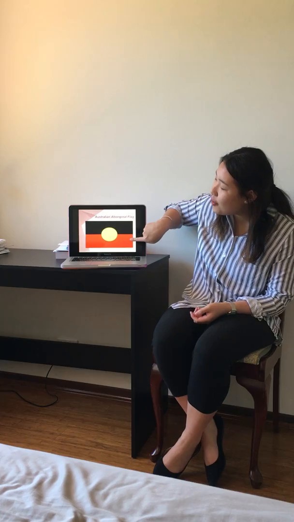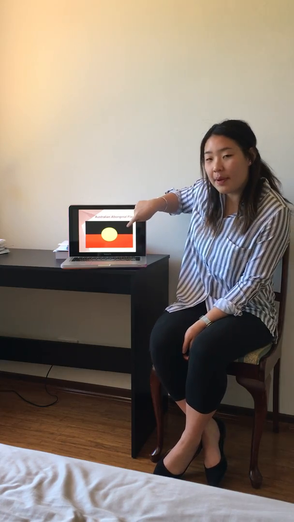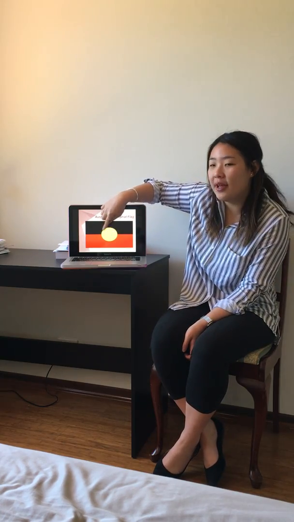Now, as we can see, this flag has three main colours. There's red on the bottom, black on the top, and yellow in the middle. Now, these colours weren't just randomly chosen. They were chosen specifically to represent different things.